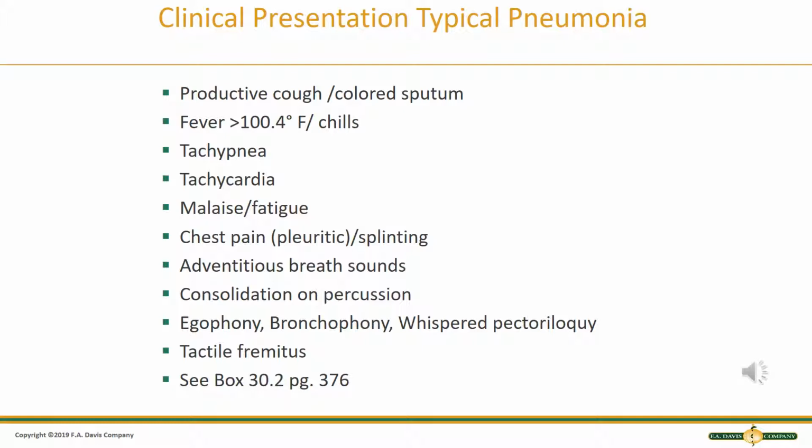If there's severe consolidation, when you percuss them, you will notice dullness. When you test for egophony, the E changes to A. With bronchophony, your voice sounds are louder and clearer than normal, and with whispered pectoriloquy, your whispered sounds are louder and clearer than normal. You may also see tactile fremitus. Please be sure you look at box 30.2 on page 376 so that you can see the different organisms that cause pneumonia by the typical and atypical classes.